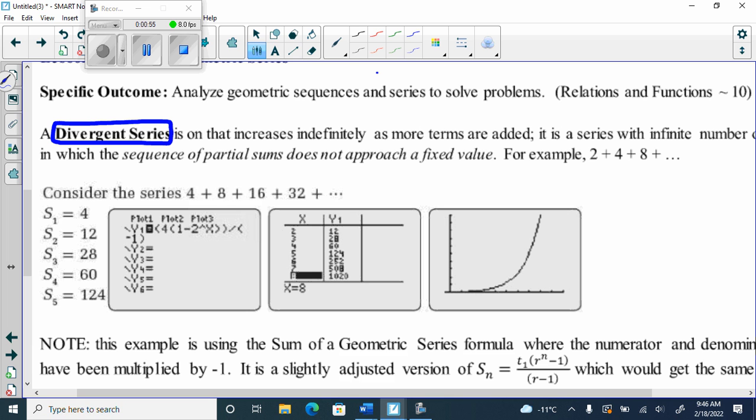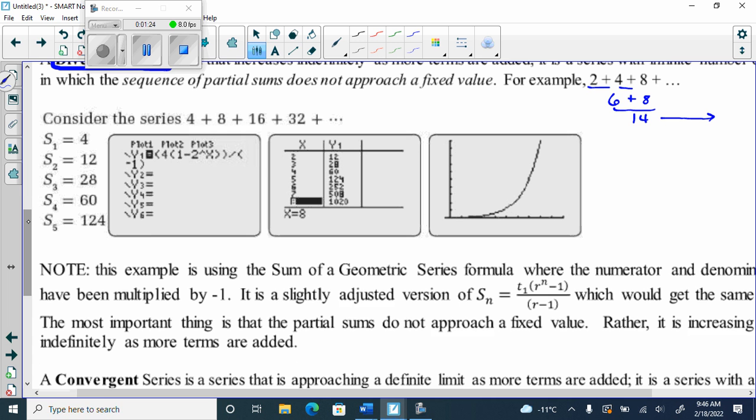So an example: if I went 2 plus 4, I would be at 6, plus 8, I would be at 14, and what's going to keep happening? It's just going to get bigger and bigger, the sum, correct? That's called divergent. If it diverges, it's going to just get itself all the way to infinity. Positive infinity in this case.